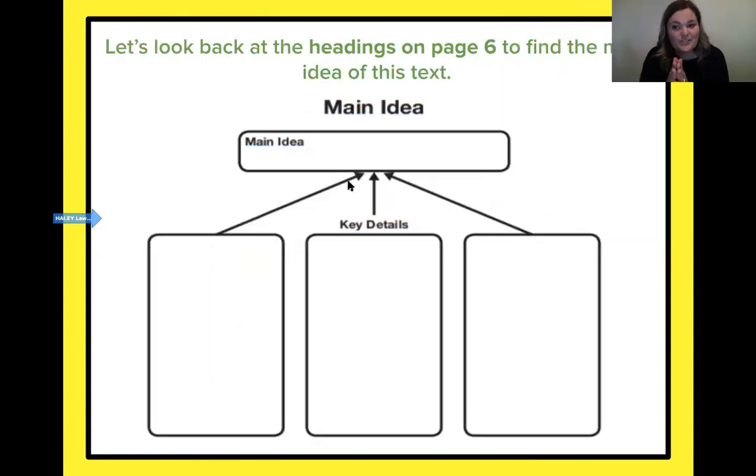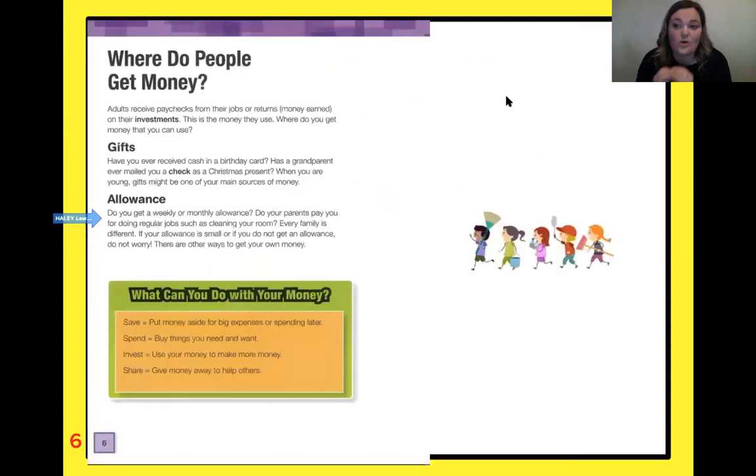Okay, guys, I warned you, it's time to fill out that main idea and key details chart. We're going to specifically focus on one section of what we read today, and we're going to start on page 6. A good place to start is to always look at your headings. It says, where do people get money, and what can you do with your money? So, what do you guys think the main idea is?